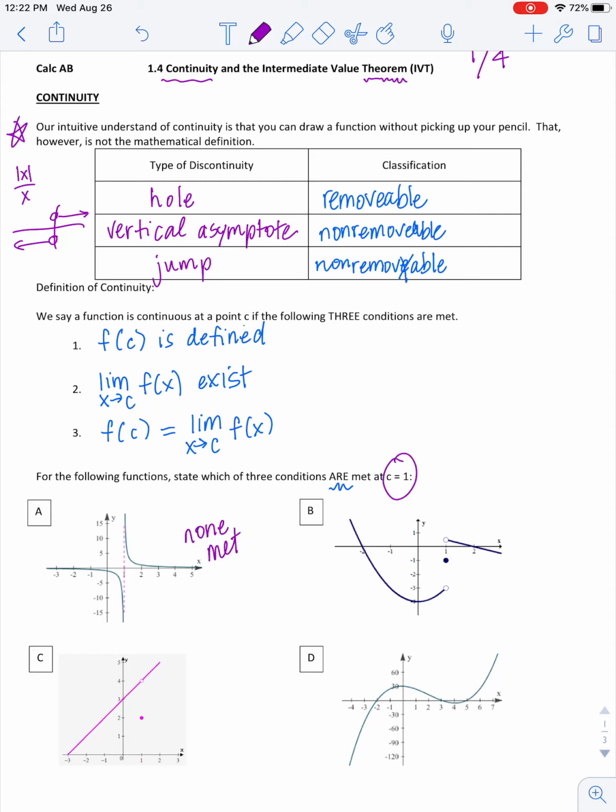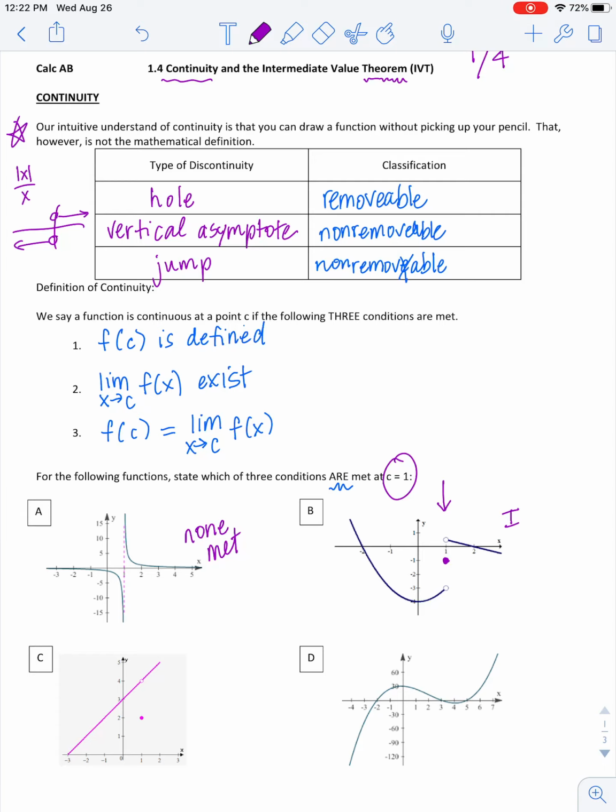Let's go over to B, okay? Let's look at c equals 1 again, on this line here, and decide, is the function defined? Yes, the function's defined because we have this point right here. We have -1 for the y value. So we would say part 1 of this is true.